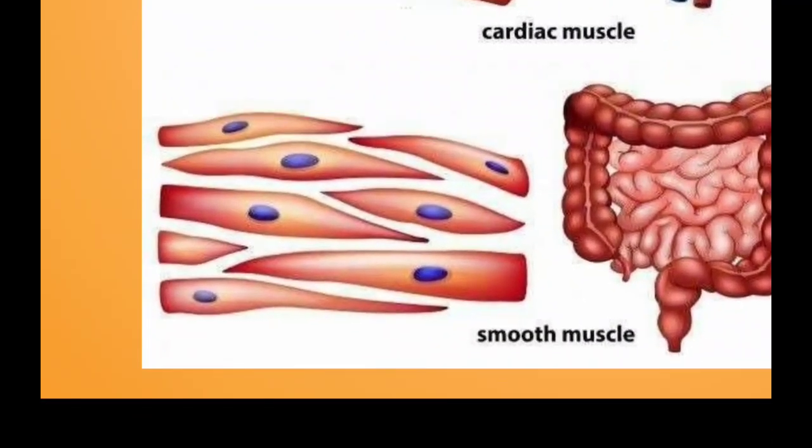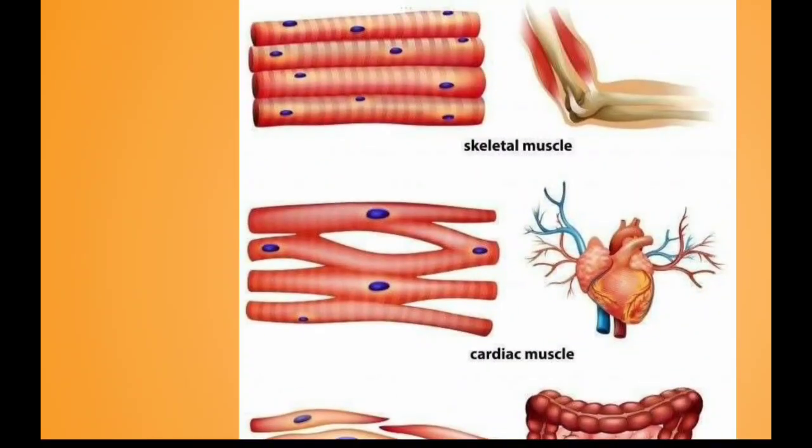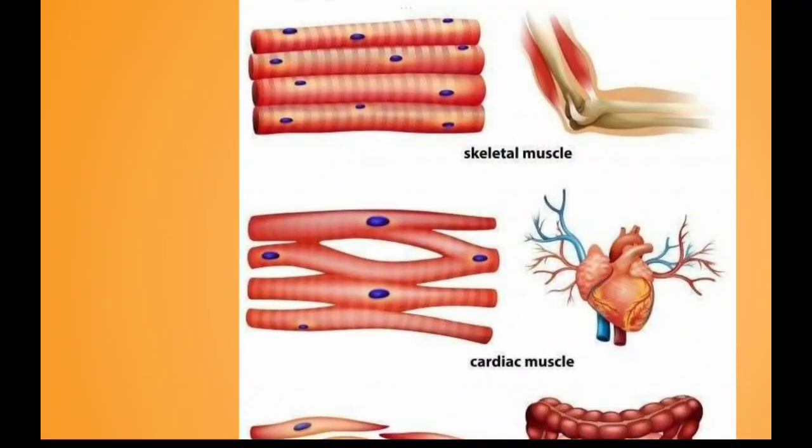It is smooth, there are no lines. But in cardiac muscles as well as in skeletal muscles, there are striations. The line-like structures that you see are the actin and myosin fibers that are present. Those are the proteins that help in the contraction of the muscles.